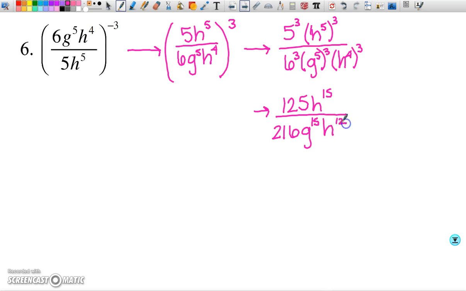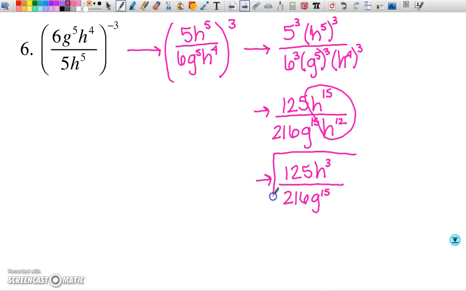h to the 12th. And then we simplify as much as we can by dealing with our h's. So we would get h to the 3rd up top, because that's where your highest exponent is, and g to the 15th on the bottom, and so this would be your final answer. So remember, when you're dividing, all you do is subtract your exponents and put it where your higher exponent is.